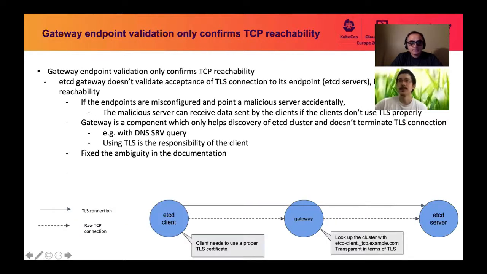The next example is related to gateway. Gateway relays TCP connection between etcd client and server. The component doesn't validate acceptance of TLS connection to its endpoint. It only checks TCP reachability during initialization. So if the endpoints are misconfigured and accidentally point to a malicious server, they can receive data sent by the clients if the clients don't use TLS properly. Gateway is a component which only helps discovery of the etcd cluster and doesn't terminate TLS connection. Using TLS is the responsibility of the client. We fixed the ambiguity of this behavior in the documentation.